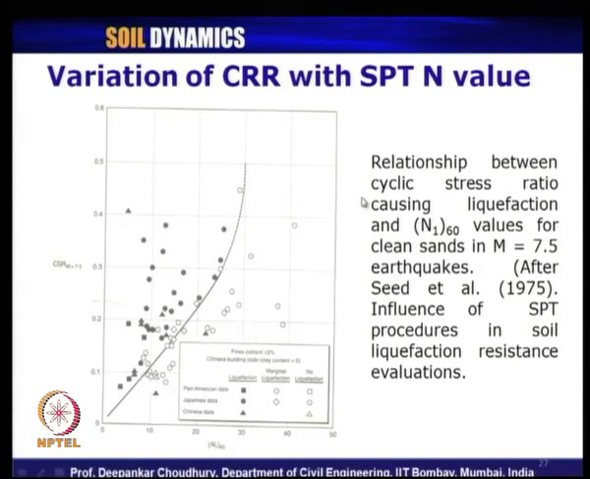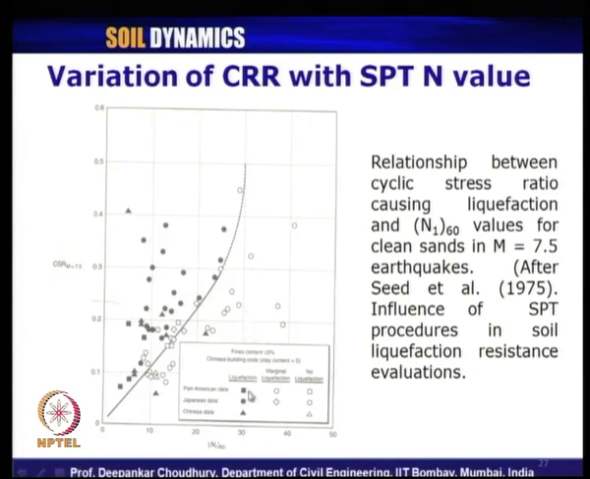So, what does this graph show? It shows the relationship between cyclic stress ratio causing liquefaction and N160 corrected values for clean sand. See, again this is N160 CS actually in an MW of 7.5 earthquake. So, the influence of SPT procedures in soil liquefaction resistance evaluation has been obtained here. Look at this legend, fines content is less than 5%. So, this line indicates the soil having fines content less than 5% in it, and Pan American data they have collected, Japanese data they have collected and Chinese data they have collected.